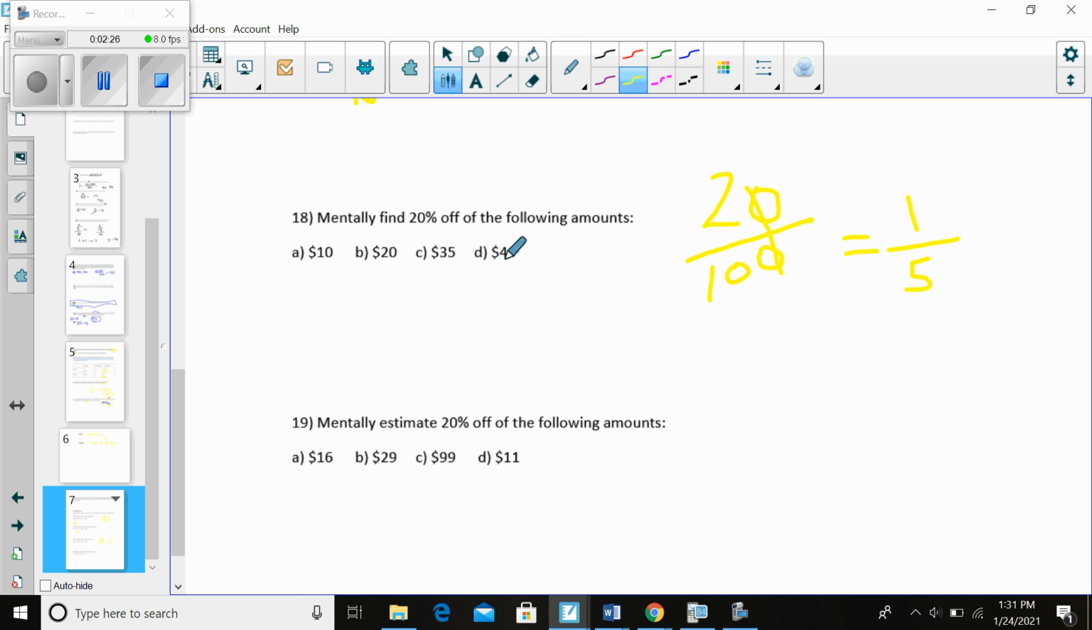So anyway, here we divide everything by 5. I'll start over here. 5 into this is 8, so this would be a discount of $8 with a selling price of $32.